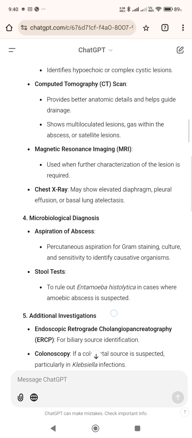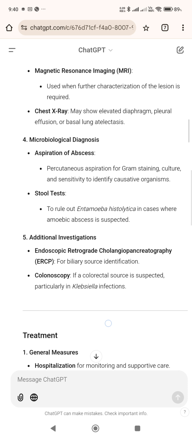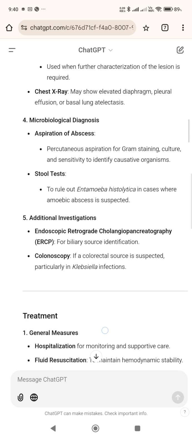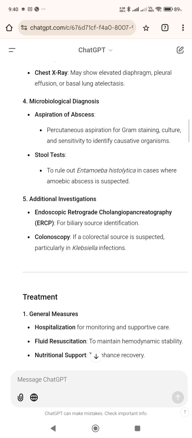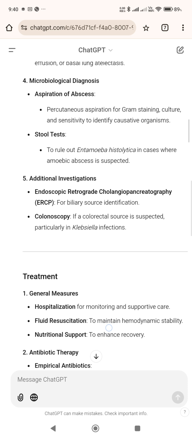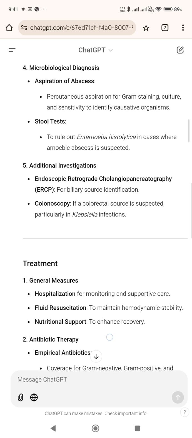4. Microbiological diagnosis. Aspiration of abscess: percutaneous aspiration for gram staining, culture, and sensitivity to identify causative organisms. Stool tests to rule out Entamoeba histolytica in cases where amoebic abscess is suspected. 5. Additional investigations. Endoscopic retrograde cholangiopancreatography, ERCP, for biliary source identification. Colonoscopy, if a colorectal source is suspected, particularly in Klebsiella infections.